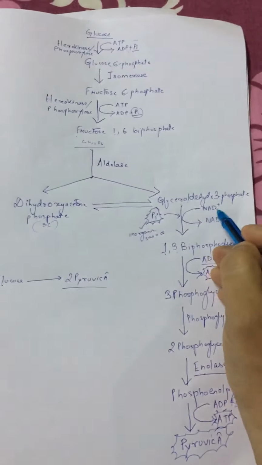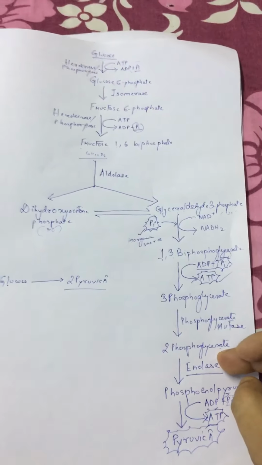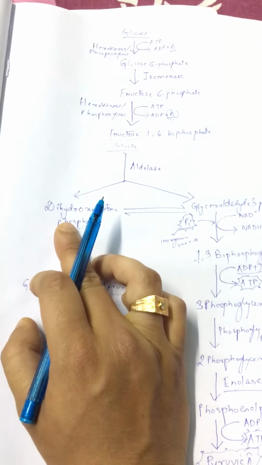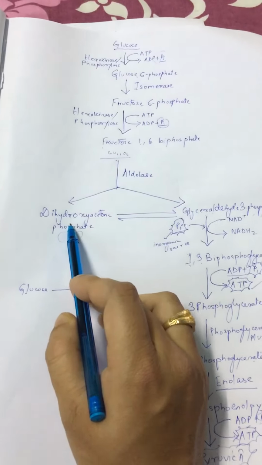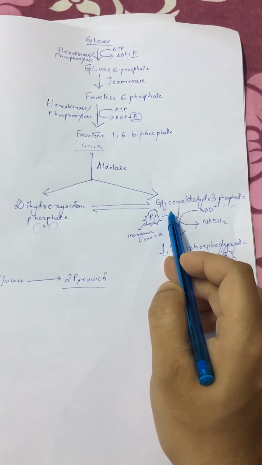One is dihydroxyacetone phosphate and one is glyceraldehyde 3-phosphate. We have discussed what will happen with the glyceraldehyde 3-phosphate, but there is dihydroxyacetone phosphate. So this dihydroxyacetone phosphate will get converted into glyceraldehyde 3-phosphate, and again these reactions will continue.